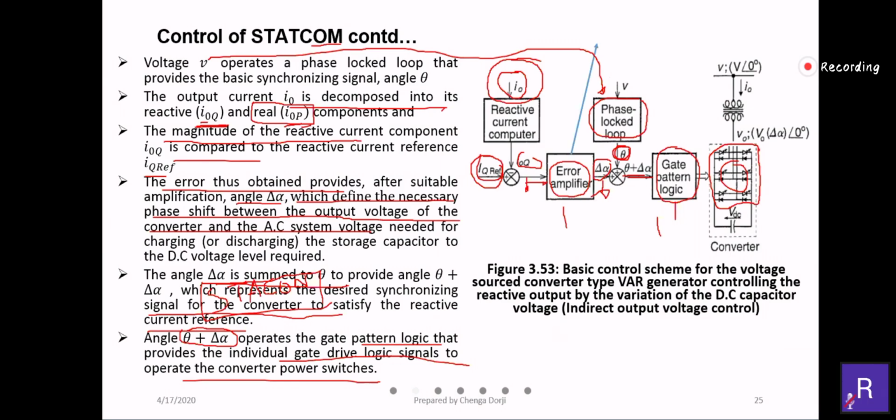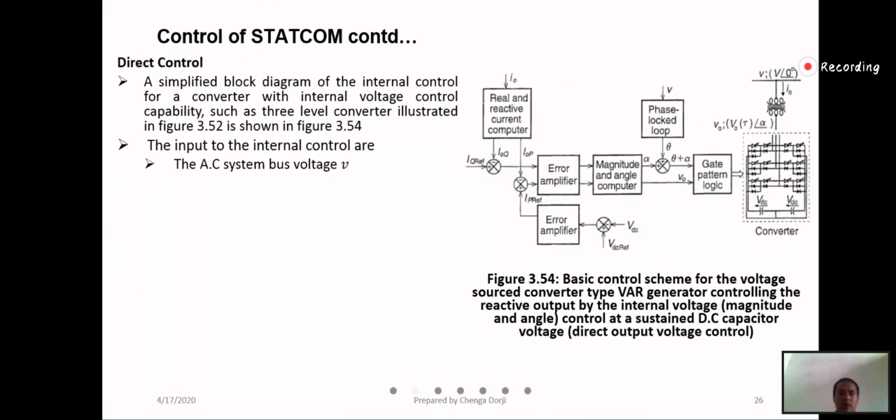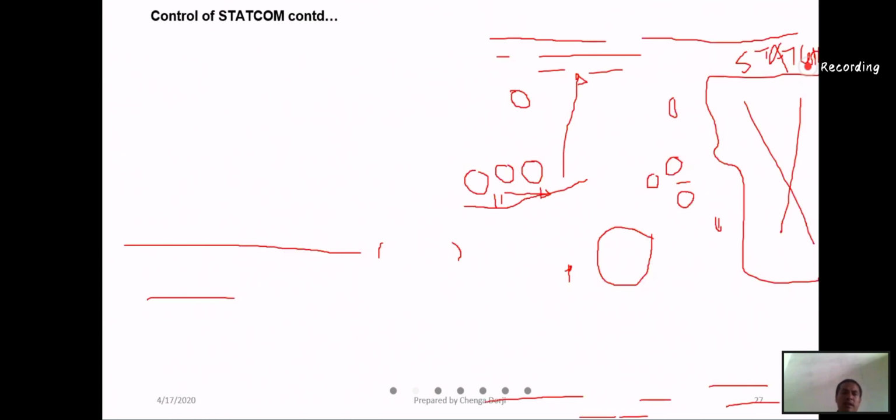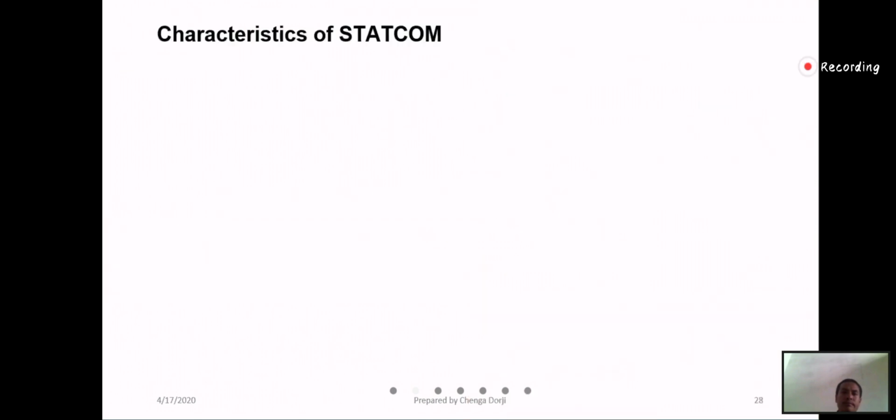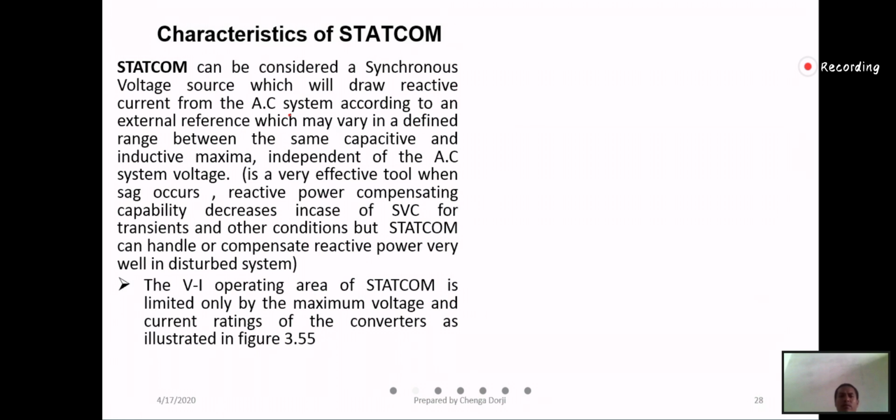Yes, sir. Okay, then this PI controller, the direct control, it's okay. Now we can discuss the characteristics of STATCOM. From what you have done, STATCOM can be considered as a synchronous voltage source, which will draw a reactive current from the AC system according to an external reference, which may range from capacitive maximum to inductive maximum. That is what we have to give. So this is a very effective tool when sag occurs.